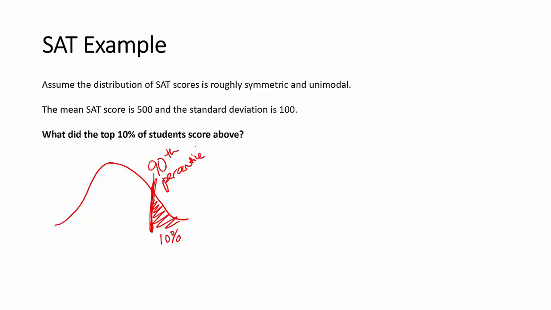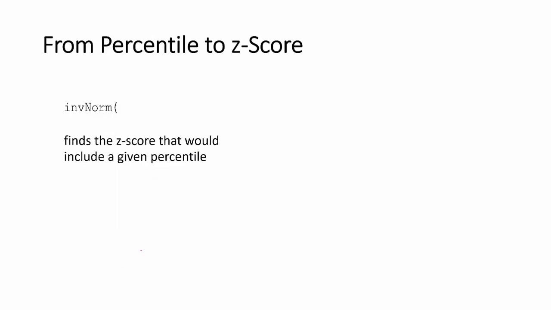Okay, so if I already know that this 90th percentile is important, I must be able to go from the 90th percentile back to whatever the z-score is, right? And you can, going backwards, right? That's like an inverse operation. So that's what we're going to do. We're going to do something called inverse norm, the inverse norm function. It lets us find the z-score that goes with a given percentile.